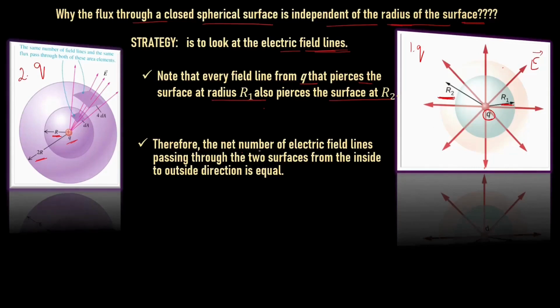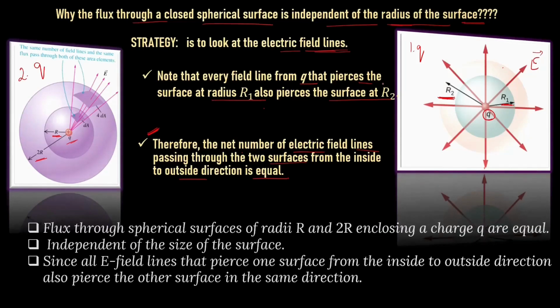So what we are noticing is the net number of electric field lines. This will be the most probable answer that you have to write for this particular question. The net number of field lines passing through the two surfaces from inside to outside is equal, and hence the flux will remain the same. It hardly depends on the amount of the surface area. Similarly, in this figure, the flux through spherical surfaces of radii r and 2r enclosing a charge q are equal, that is, it is independent of the size of the surface.